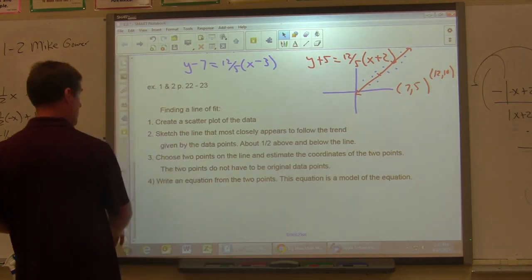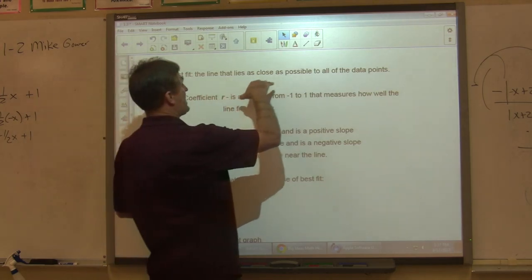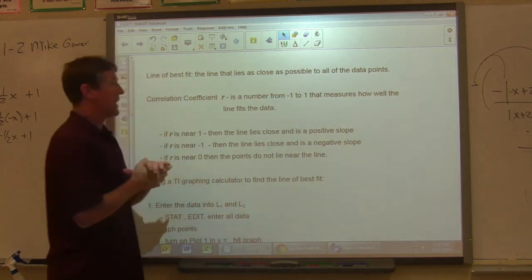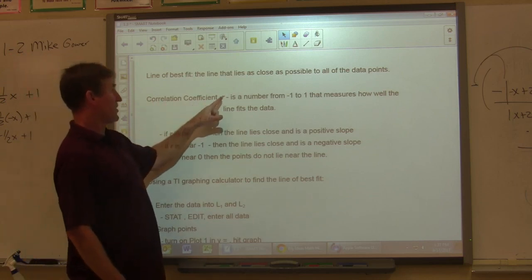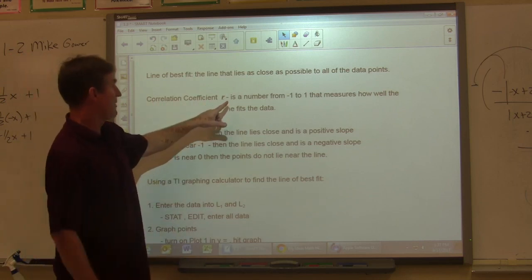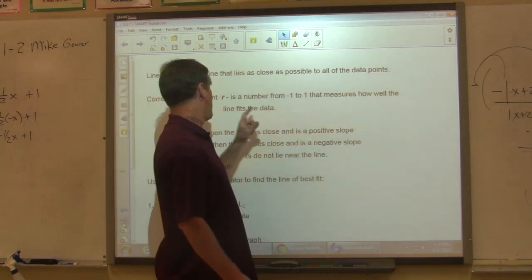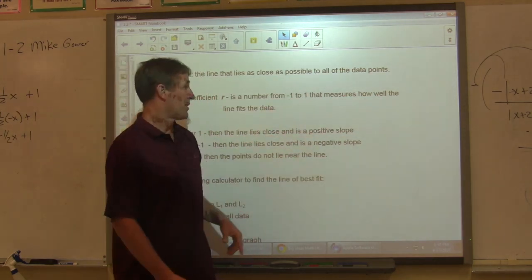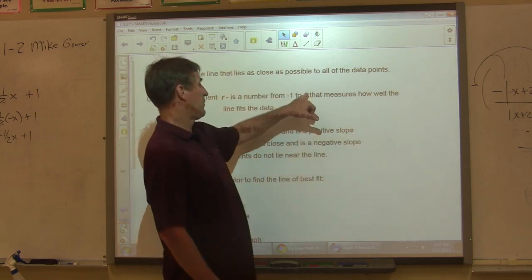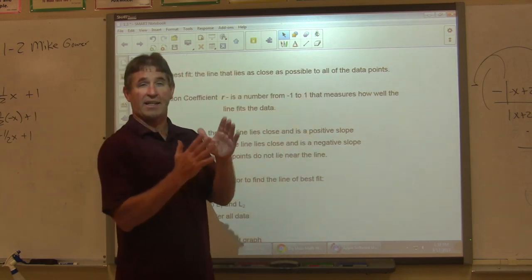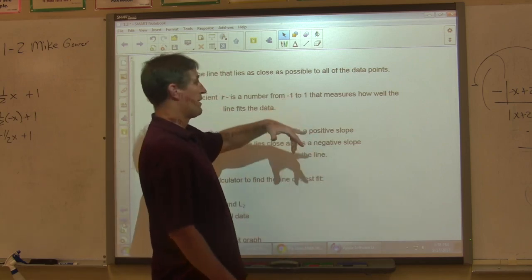So if we go to the next page, the line of best fit is the line that lies as close as possible to all of the data points. And we have what's called the correlation coefficient, which is R, and you'll see that in a minute. That is a number from -1 to 1 that measures how well the line fits the data. If it's exactly a linear line going up, it would be 1, and if it's exactly a linear line going down to the right, the slope, it would be a -1.